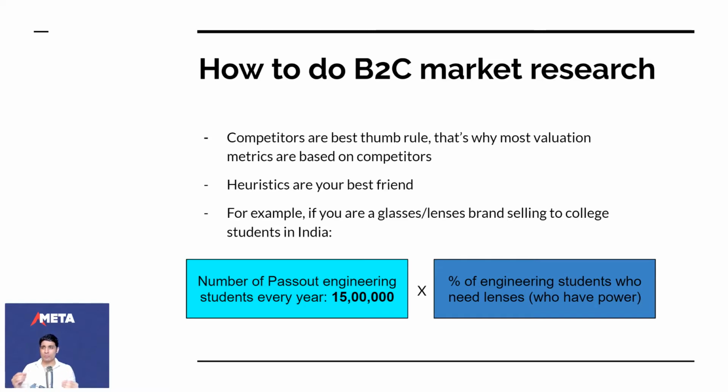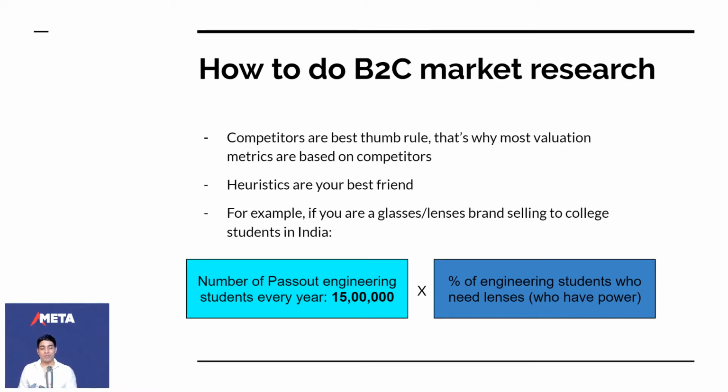The best way to do B2C market research is to look at competitors. That's why even most valuation metrics are based on competitors. And we've been through the Meta Startup part of the series. You know how this works. Heuristics, which means thumb rules or some sort of anchors that you can use which other people have put out, are your best friend.